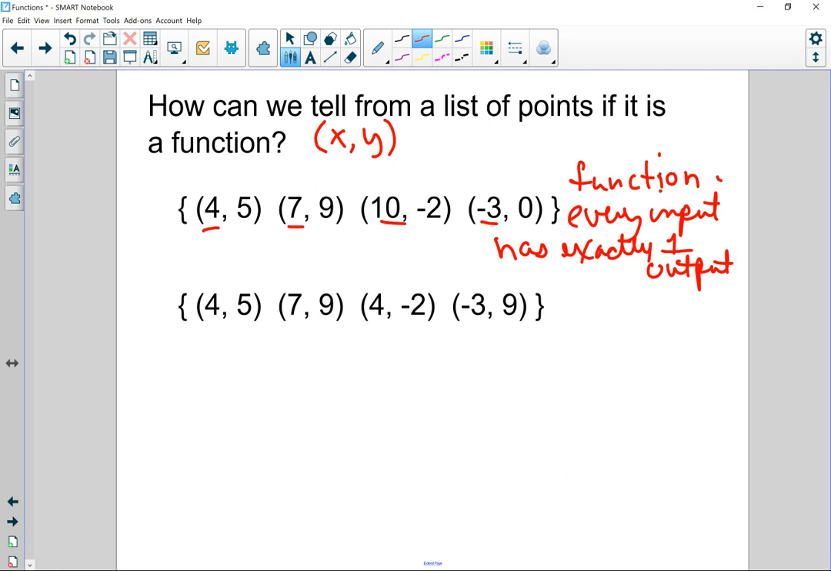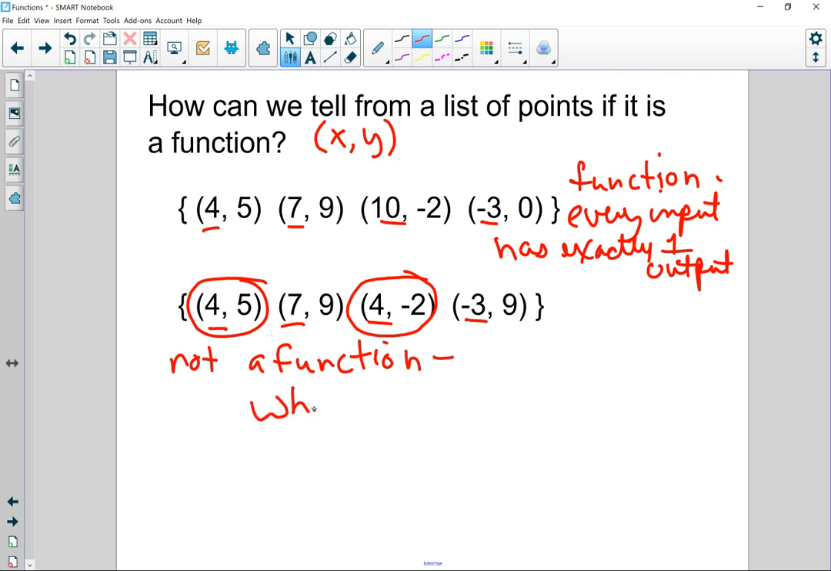Let's look at our second list. I'm going to again underline all the inputs, the x values, so I can keep them straight. I have 4 goes with 5, 7 goes with 9. 4 is going with -2. Look at that. 4 has 2 different partners, so this is not a function. And the reason is when x equals 4, y is 5 or -2. So that's how we can tell from a list of points.